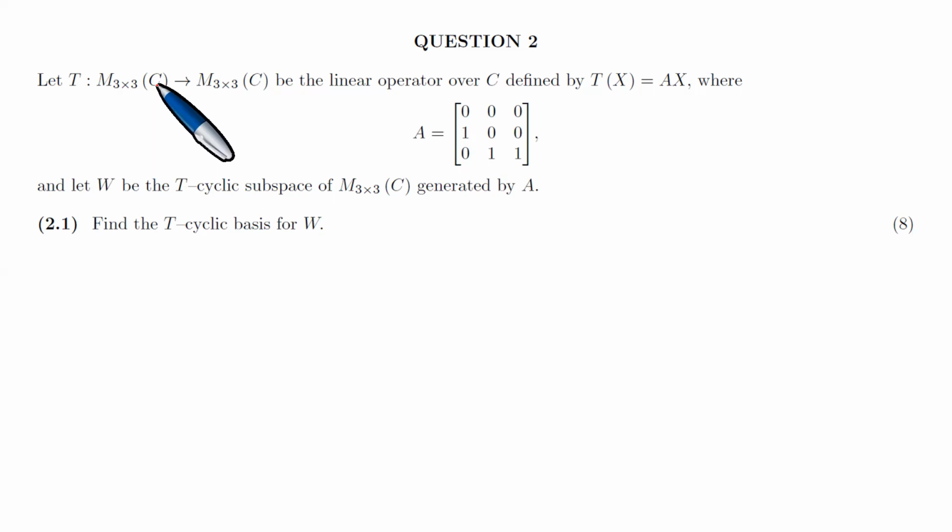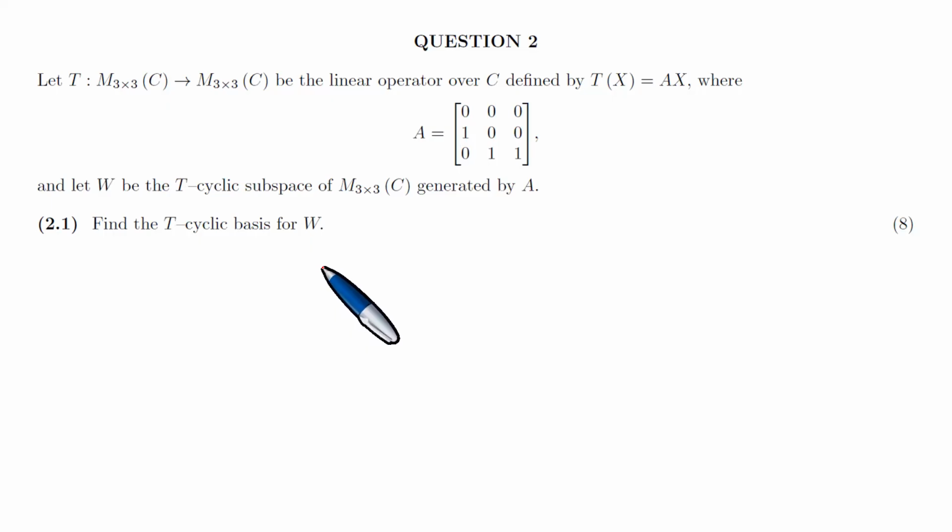Let W be the T-cyclic subspace. We shall understand what that means, because we need to find the basis of it. Let W be the T-cyclic subspace of the 3 by 3 matrices generated by A. Find the T-cyclic basis for W. W is generated by A. How do we find that?